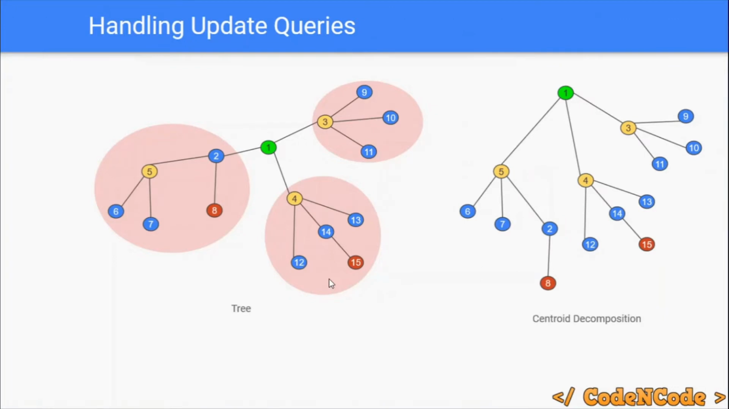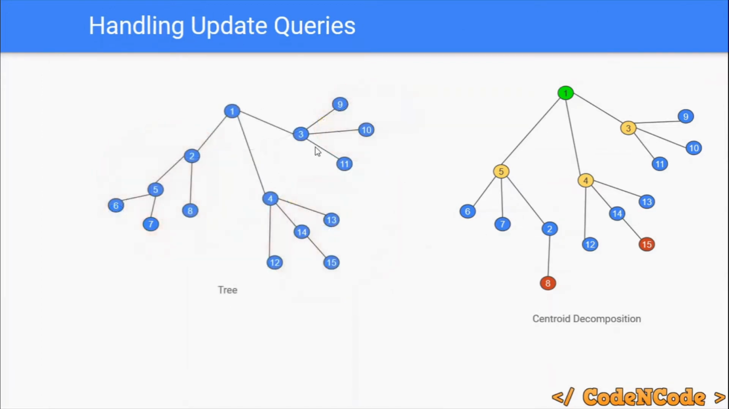Now if you remember, this is the same example we have used throughout the course, and this is the centroid decomposition tree for the given tree. This is the original tree and this is the centroid decomposition. Suppose there was a query to update node 8. So now node 8 is actually white.